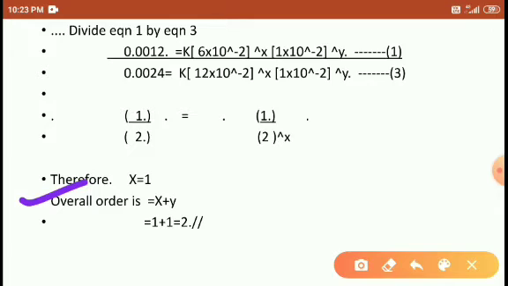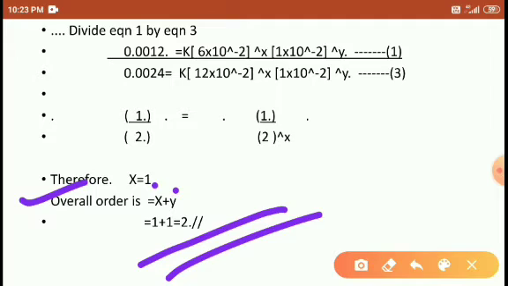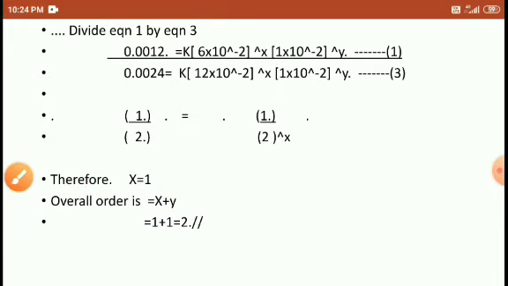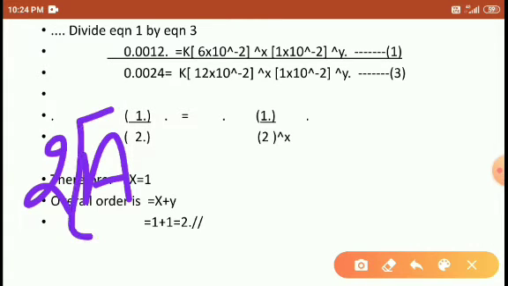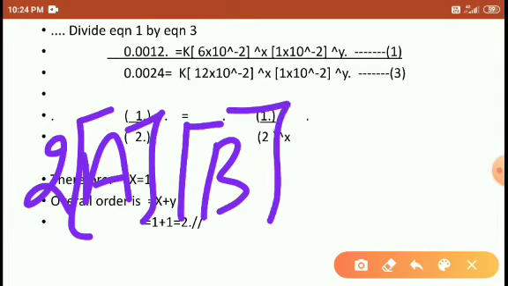So we are summing the power of the concentration of A and the power of the concentration of B, then we get the answer: second order. So the overall reaction is second order. Whatever the reaction is given here, the 2 moles of A and the B are there, to the power x and to the power y.